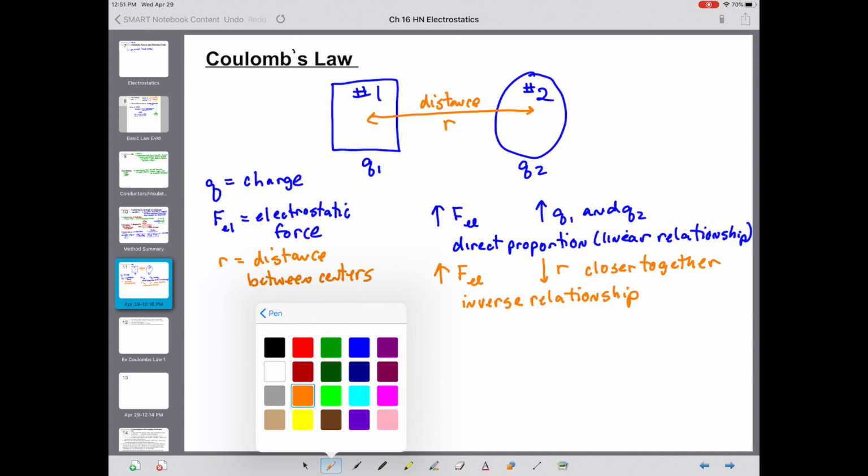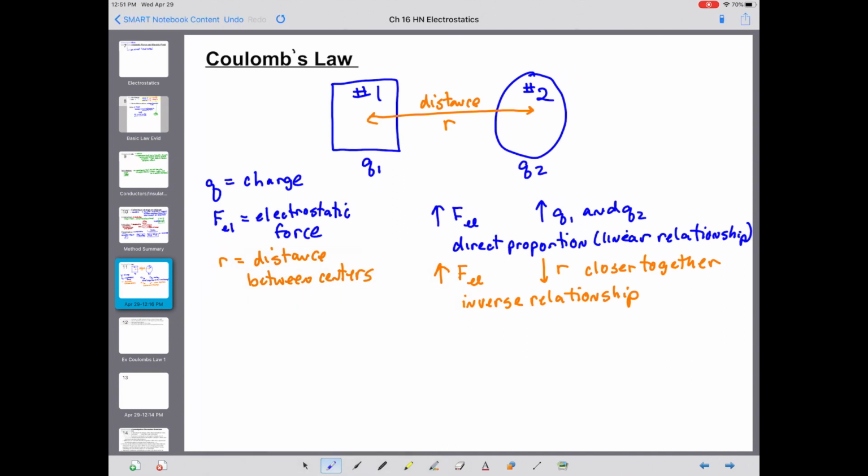So then in the end, if we want to assemble these into an equation, all we need is a proportionality constant.